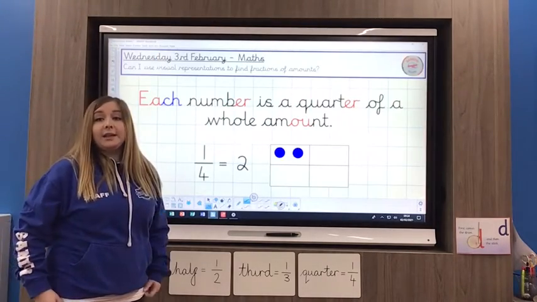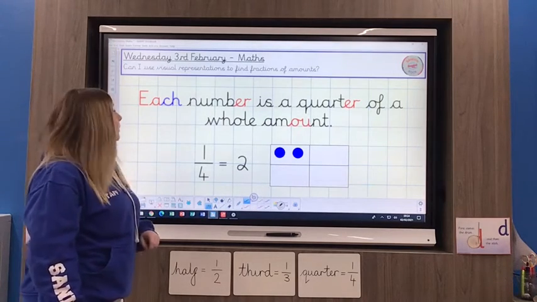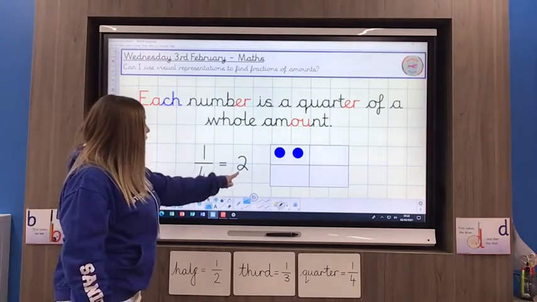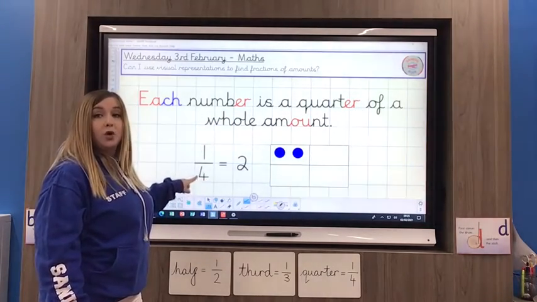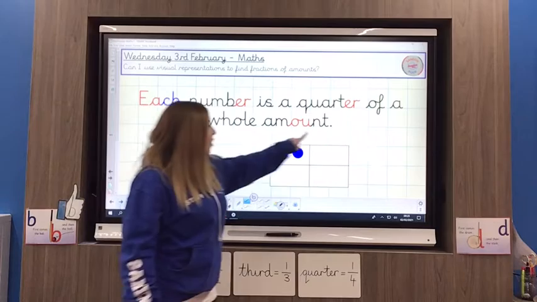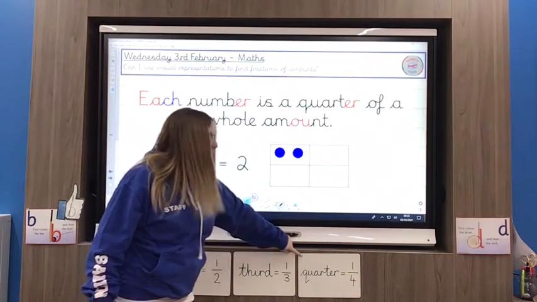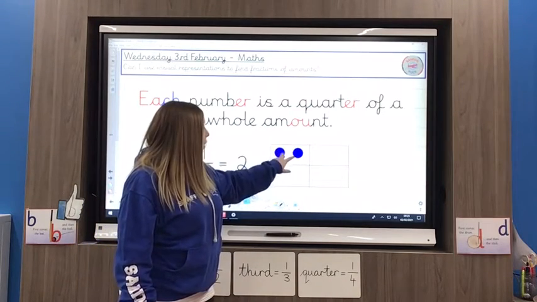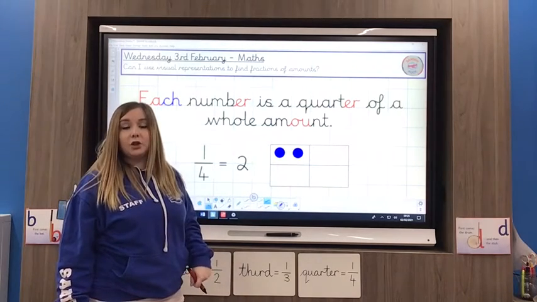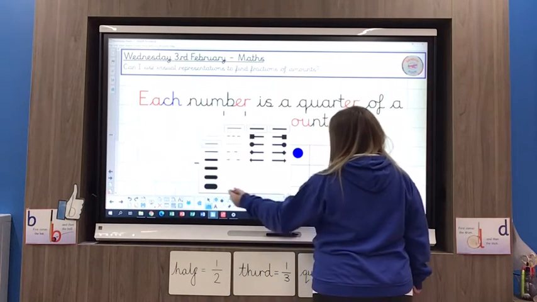And the final kind of question that you've got in your booklet today says, each number is a quarter of a whole amount. So here I've got the number 2, and that number 2 is a quarter of the whole amount. And you can see that I've represented it visually as well. I've got my whole, and I've split it into 4 pieces because that's what a quarter is. And I've got 1/4 that's got 2 pieces. So now I need to add 2 more pieces to each of my quarters. So let's make my pen a little bit thicker.